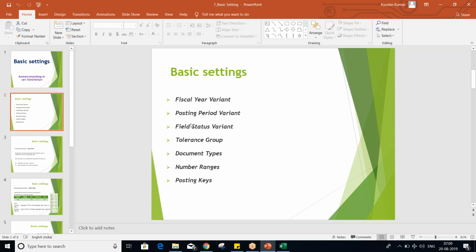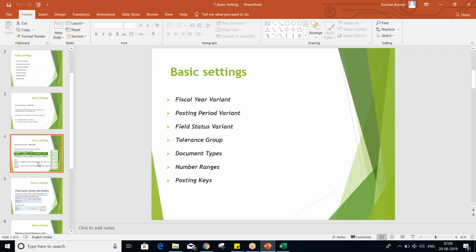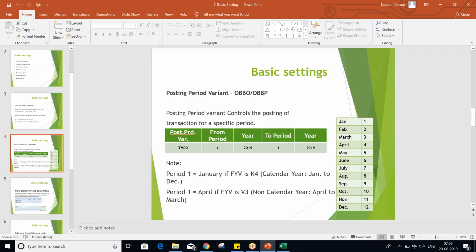Now, so what next, guys? Posting period variant. So we'll have a look here at posting period variant. Okay, so what is this posting period variant all about? Look here, guys. Posting period variant controls the posting of transactions for a specific period. Okay, now here I'll just quote an example.